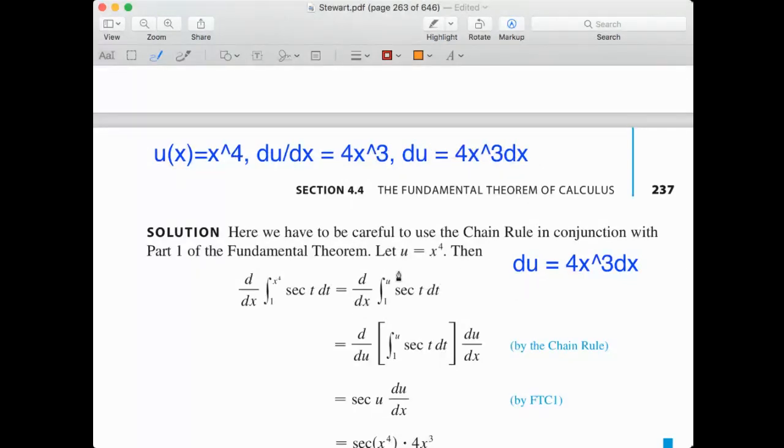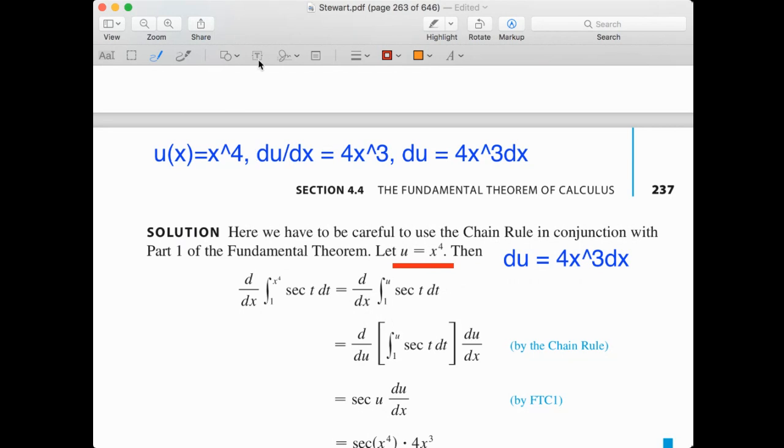So usually when we use u substitution, we let u represent something in terms of x, and right away we find the differential of u. Because we substitute into u, we also need to substitute the dx part. So u equals x to the 4th, that means du equals 4x cubed dx. So we want to substitute this d/dx into d/du.